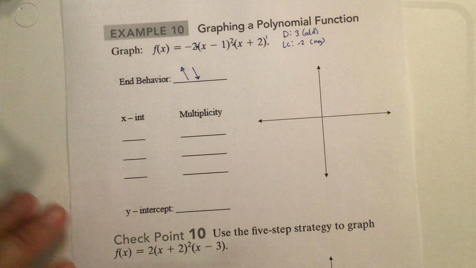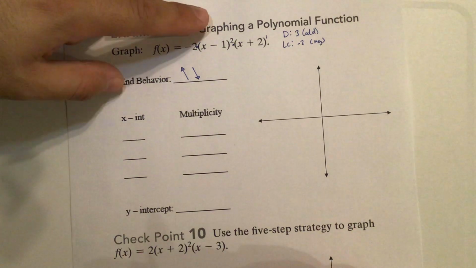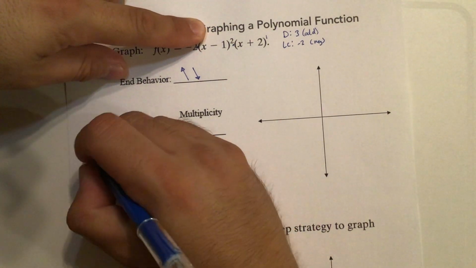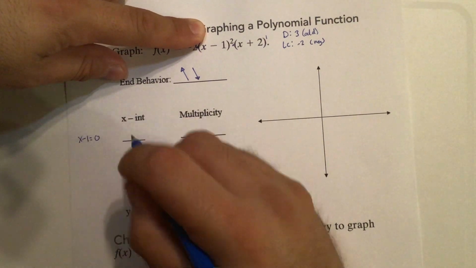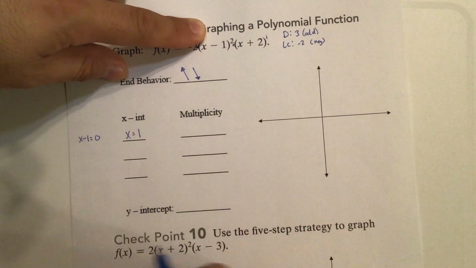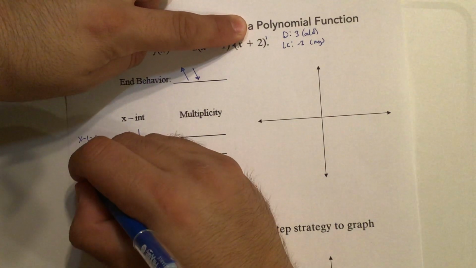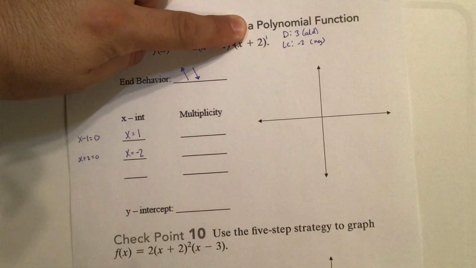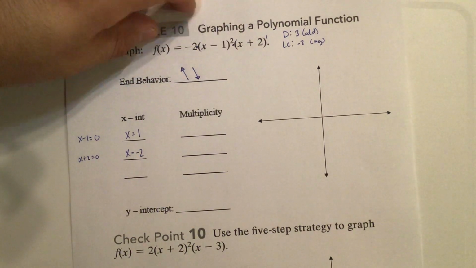Okay. Now for each x-intercept, we take what's factored in as an x, and we set it equal to 0. So x minus 1 equals 0. If we add the 1, x equals 1. For the second one, x plus 2 equals 0. Subtract the 2, x equals -2. So those are my two solutions.